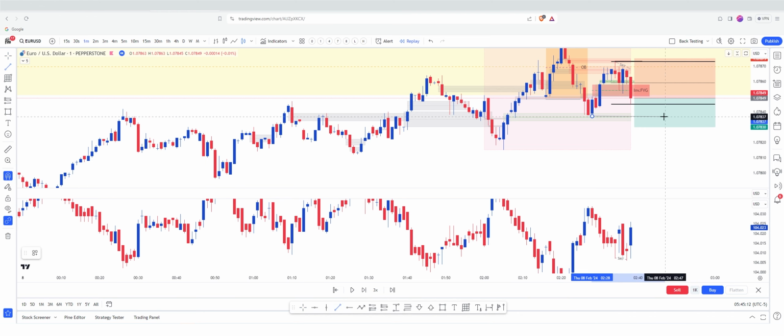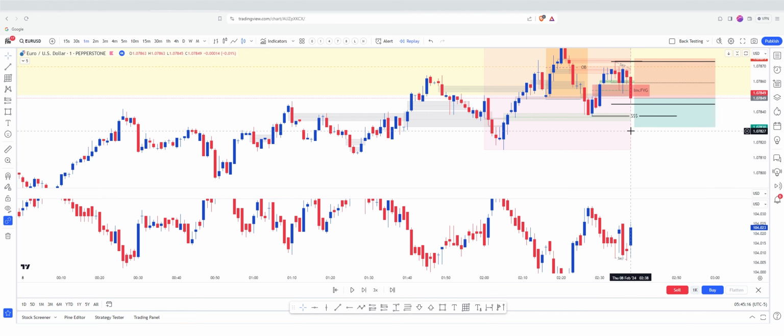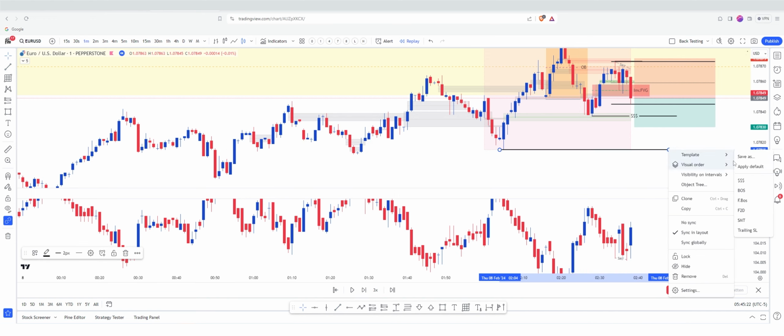Low hanging fruit: we have a swing low here, very close to current price action. And then obviously a more realistic swing low to go break even would be down here.